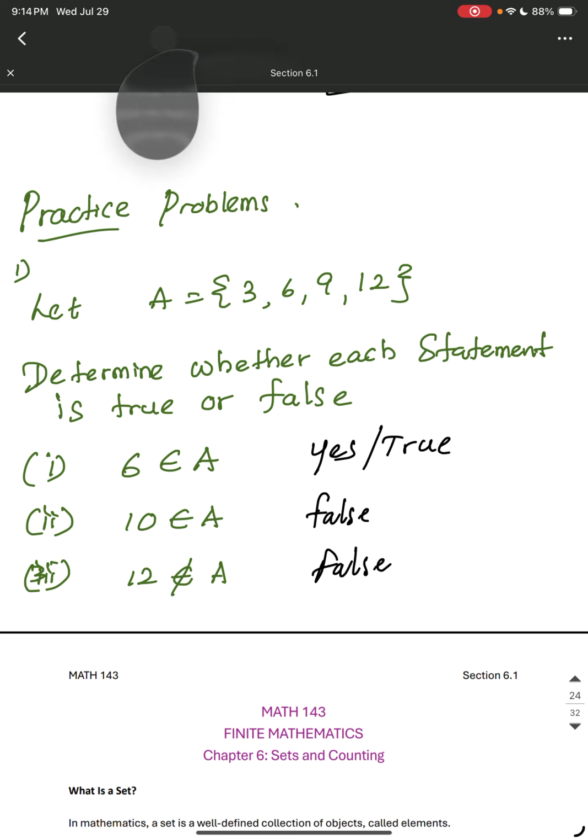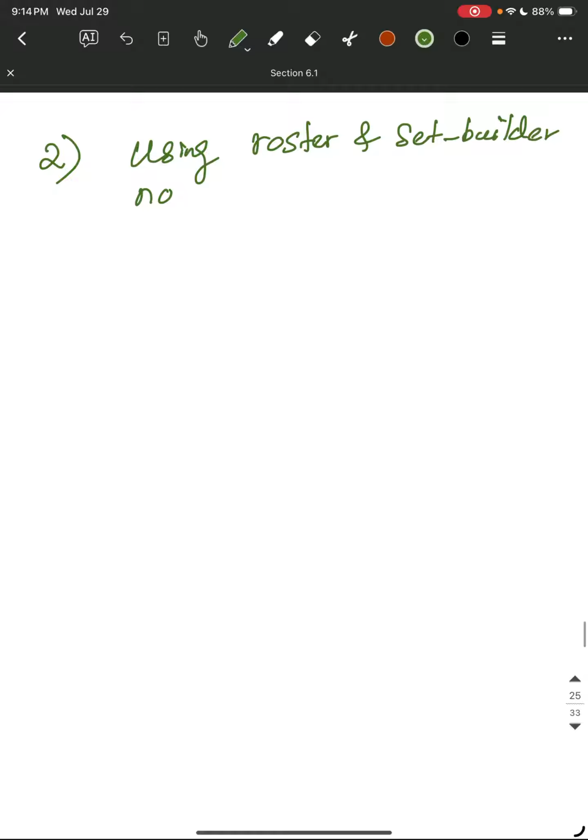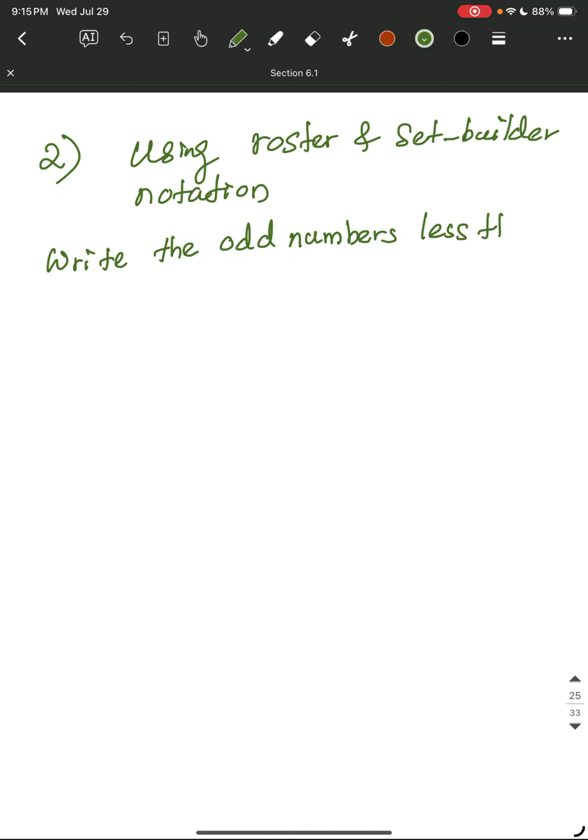Second practice problem. Using roster notation and set builder notation, write the odd numbers less than 15. Okay, take your time.